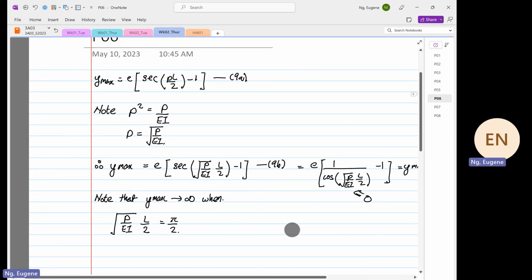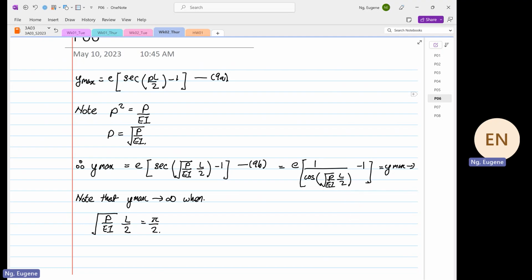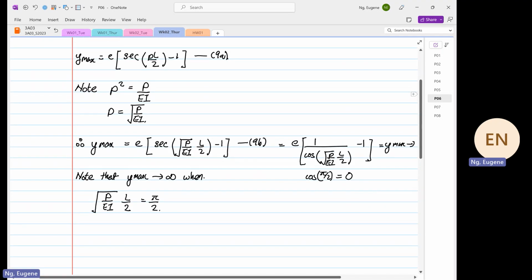So for that to happen, the square root of P over EI multiplied by L over 2 must be equal to pi over 2. When this is equal to pi over 2, cos of pi over 2, cos 90 is going to be 0, and 1 divided by 0 is infinity. So we have this expression now.